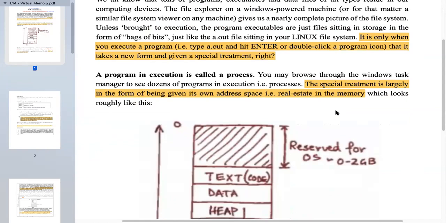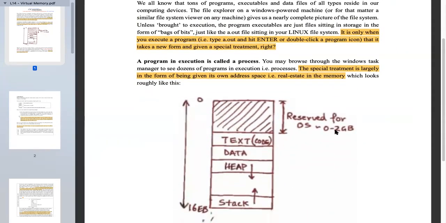Now, as we discussed in the previous lecture, a program in execution is called a process. So if you have a 64-bit architecture, then what the computer guarantees is that every process will have 2^64 amount of memory reserved for it. Even though it does not have that, it guarantees it in a way that whatever you want to do, do it because you have this practically infinite memory, which is 16 exabytes.